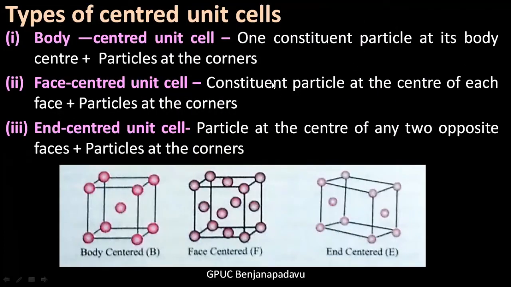Okay, so in centered unit cells there are three types: body-centered, face-centered and end-centered unit cell. In body-centered unit cell, eight corners will have the particle and then one particle will be at the body center. In face-centered unit cell, particles will be present at the corners and also at the center of each face. And in end-centered unit cell, particles will be present at the corners and also at the centers of any two opposite faces.